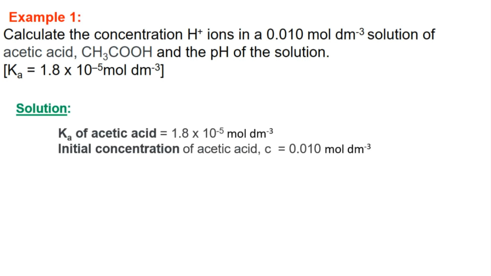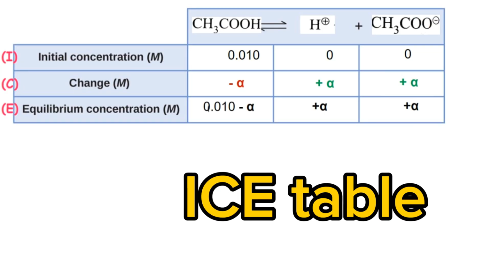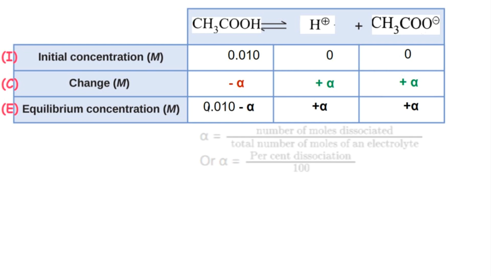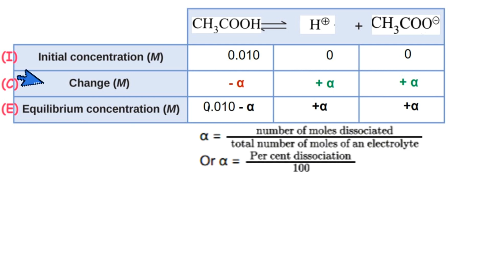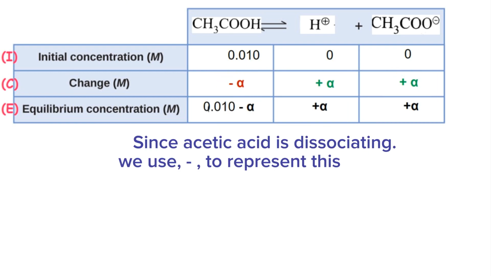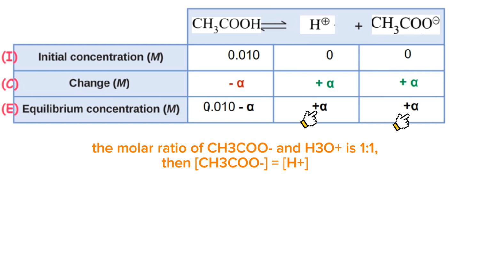From the information given by the question, we can use two methods to solve this example. First method, by using the ICE table. First, we will write down the equation, then initial concentrations, next change in concentrations. We will say alpha is the amount of acid dissociating. Since acetic acid is dissociating, we use minus alpha to represent this change.